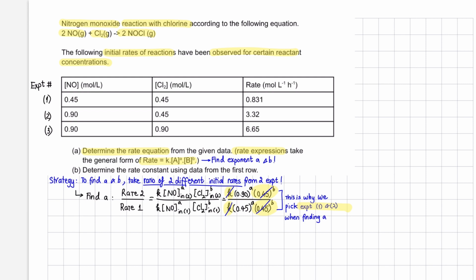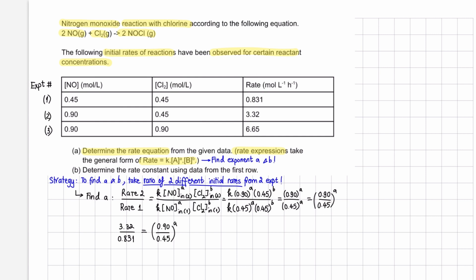This is why we pick experiments 1 and 2 when finding a, because the concentration of Cl2 in experiments 1 and 2 is exactly the same, 0.45. That way it can be neatly canceled out so that you can focus on finding exponent a instead of worrying about both exponents a and b. After you cancel out, you end up with 0.90 to the power of a divided by 0.45 to the power of a. We can also write it as 0.90 over 0.45, all of it to the power of a.